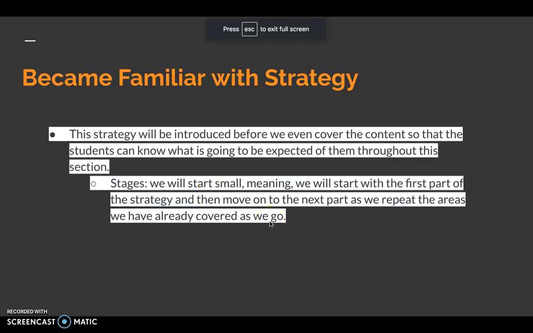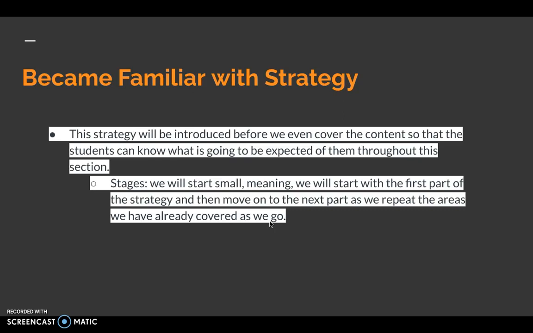In order for students to become familiar with this strategy, we would introduce it before we even covered the content. We'd say, this is what we're looking for when we go over these vocab words, and we'd hand it to the students and lay it out for them so that they could get a better idea of what we were expecting them to do throughout this football lesson.